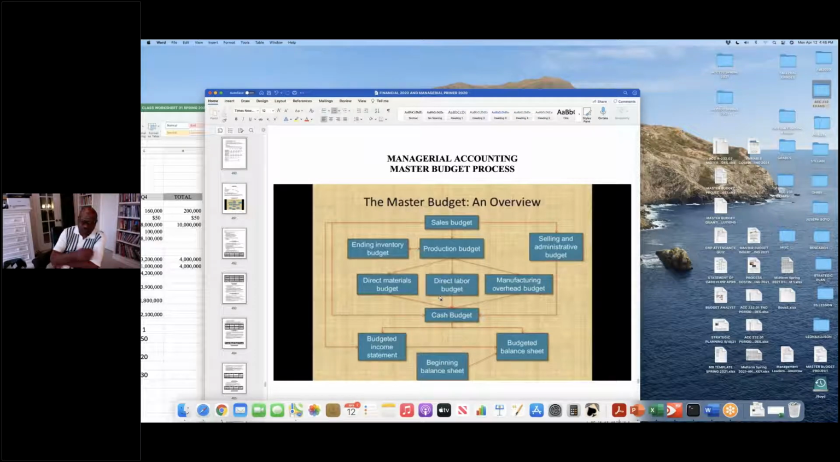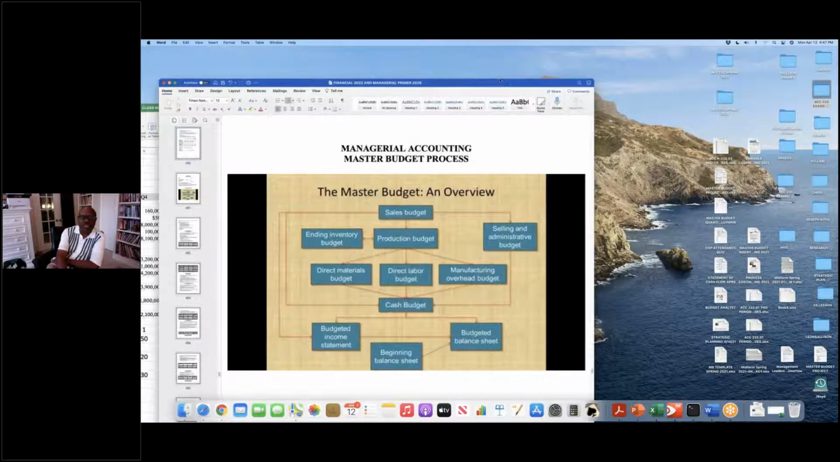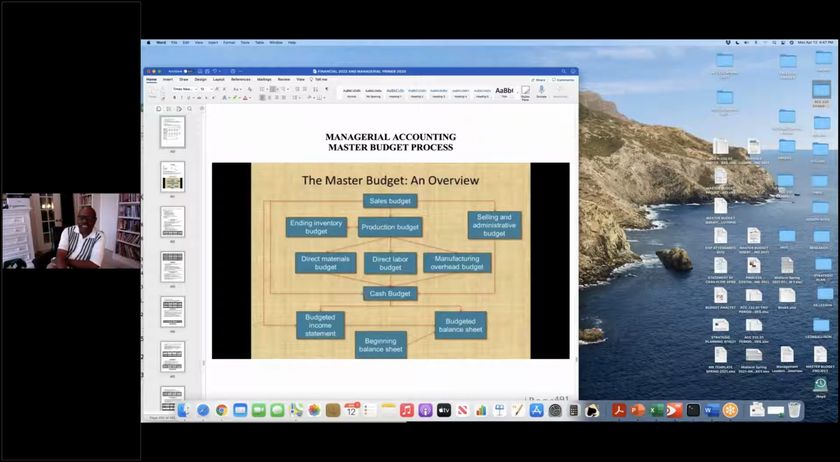So one of the big things is making sure that we can prepare a master budget that ties in. You can't just throw numbers down. There needs to be a tie. Once you do these budgets, you can prepare a cash budget, and then you can prepare a budgeted income statement and balance sheet that ties in by looking at all of these budgets. And we have an in-class problem.